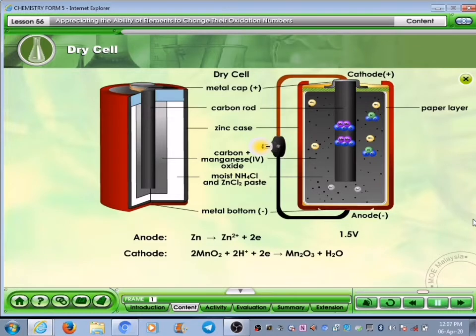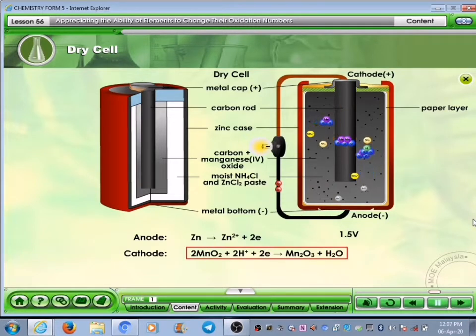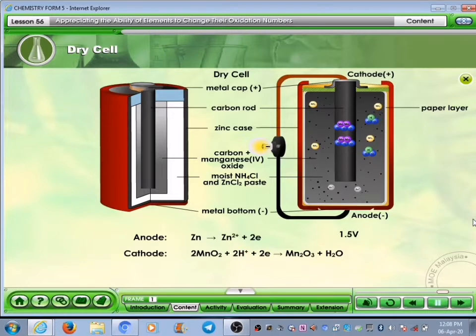A carbon rod is the cathode. At the cathode, the hydrogen ions accept the electrons and combine with oxygen from manganese dioxide to form water. The cathode reaction is as follows. The hydrogen ions come from the ammonium ion in the electrolyte. In this half reaction, the manganese is reduced from an oxidation state of +4 to +3.